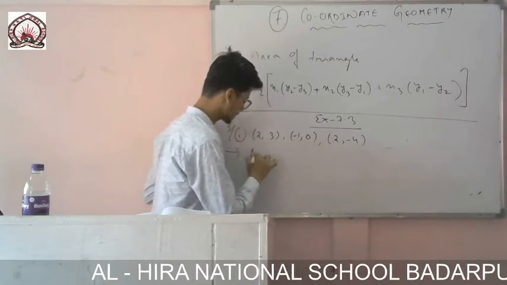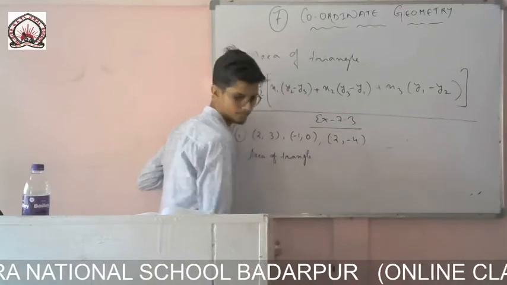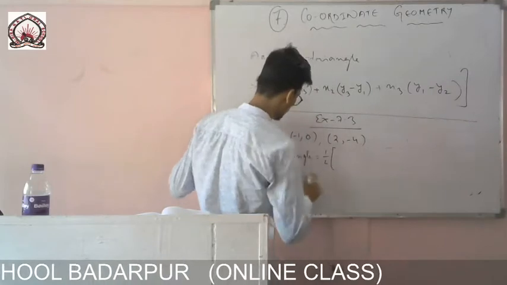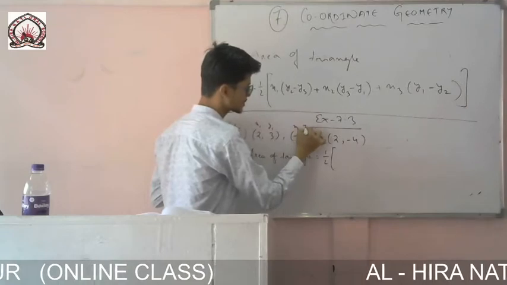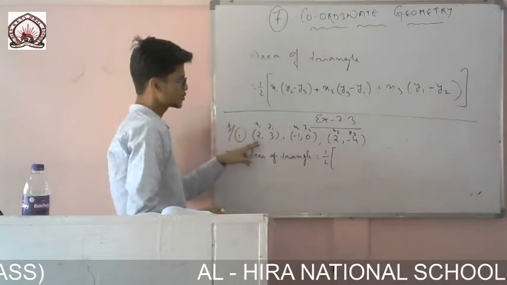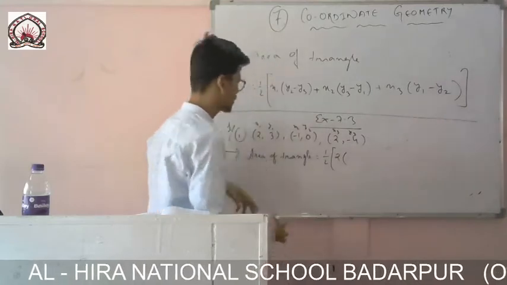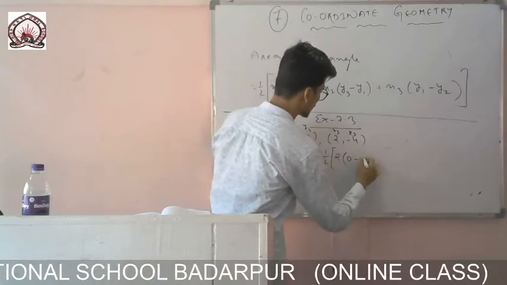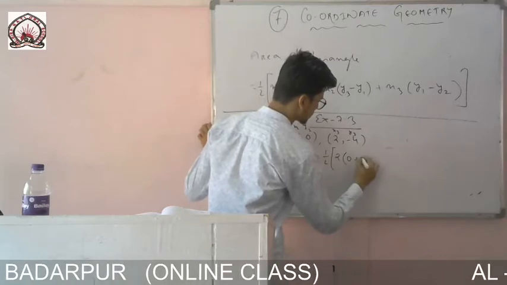So you write like this: area of the triangle will be equals to half into, okay, let me name them. This is x1, this one y1, this is x2, this is y2, this is x3, this one y3. So the formula is x1, so x1 it is 2, bracket, y2 minus y3. y2 it is 0 minus y3 it is minus 4. So minus minus becomes plus.